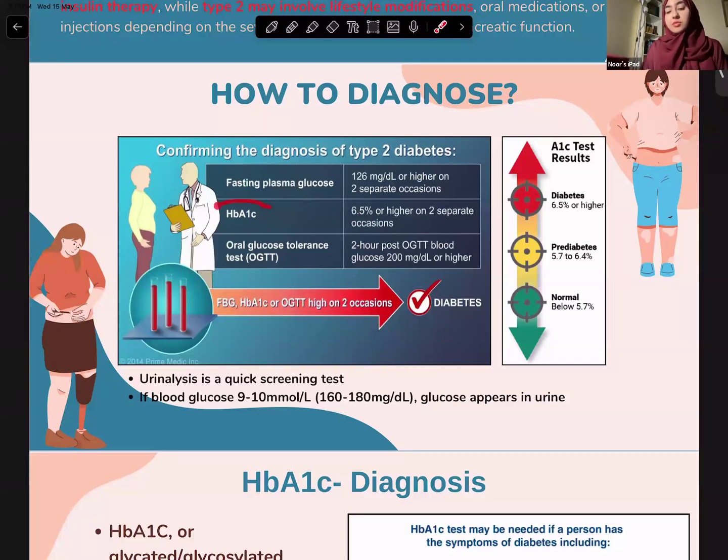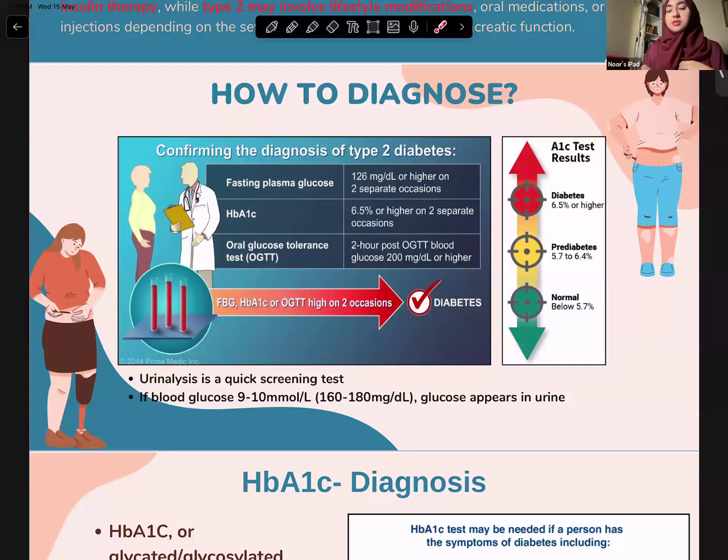Okay, HbA1c level, it is a kind of blood test which, if it's more than 6.5% on two separate occasions, the person is diabetic. Or glucose tolerance test, in this kind of test, the doctor or the nurse would give you around 75 grams of glucose, and 2 hours after you had your glucose intake, your blood sugar level will be tested. And if it's 200 or higher, it means that the patient is diabetic.